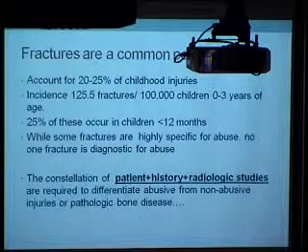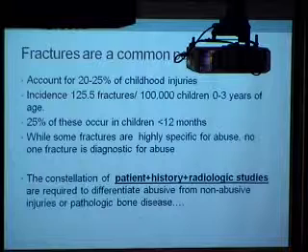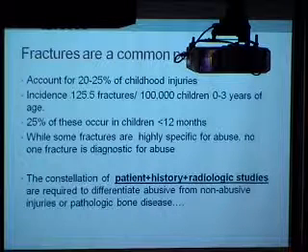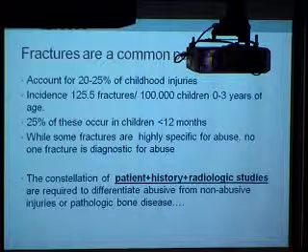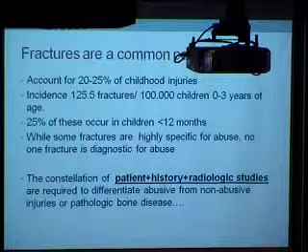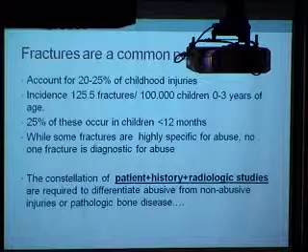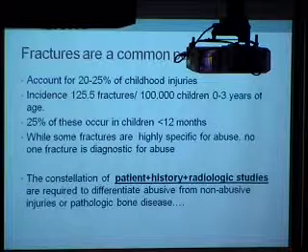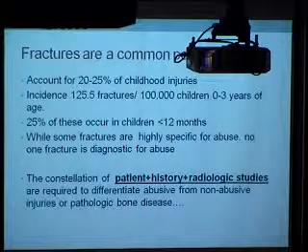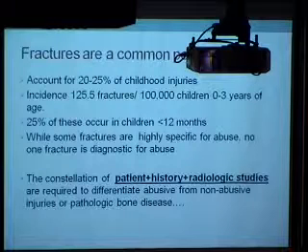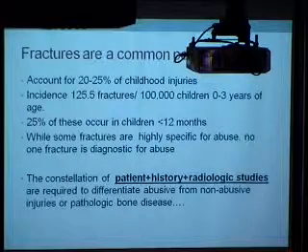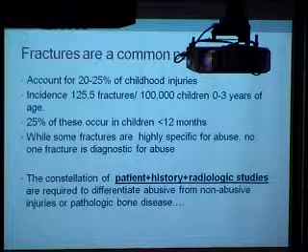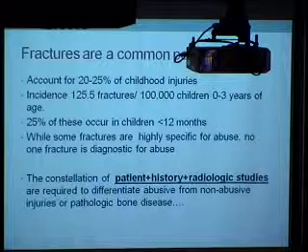So what I'll go back to over and over again in the talk is that it's the constellation of the patient, what you understand about the patient, the history, and the radiologic studies, which are really important and help differentiate between abusive and non-abusive fractures or other pathologic bone diseases. Because I have so much to talk about between just fractures of otherwise healthy children, I'm not even going to touch on pathologic bone disease.